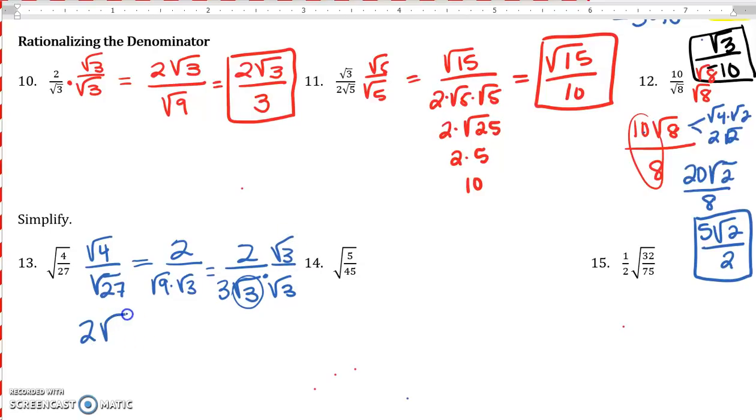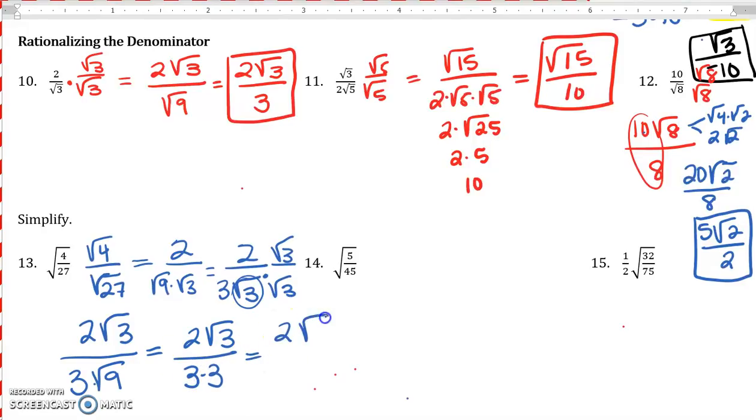So we're left with 2 root 3 over 3 times root 3 times root 3 is root 9. Keep simplifying. 2 root 3 over 3 times 3, which is 9. So I have 2 root 3 over 9. Whew! You just have to keep going until everything is simplified and what is in your denominator is not a square root.